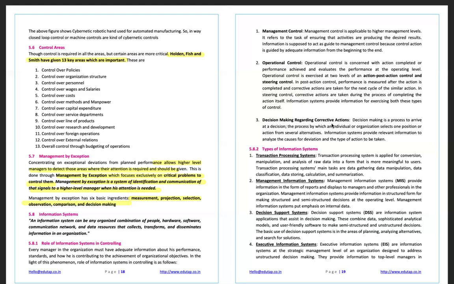Decision making regarding corrective actions. So, decision making is a process to arrive at a decision, the process by which an individual or organization selects one position or action from several alternatives. Information system provides relevant information to analyze the causes for deviation and the type of action to be taken.